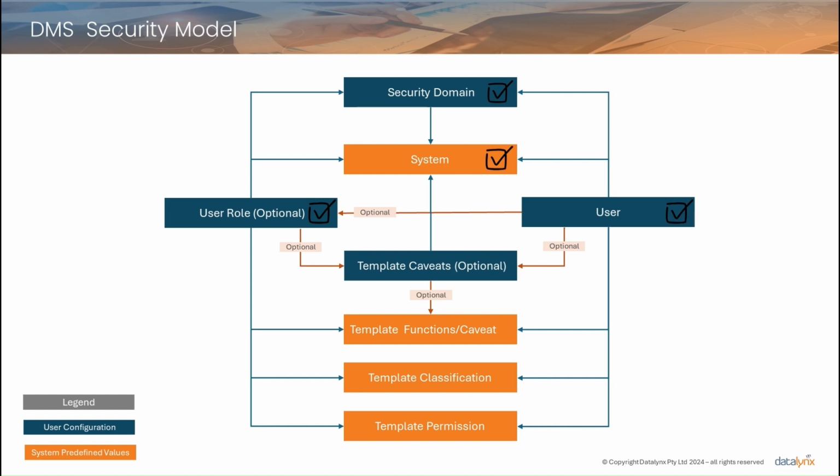and system. On the other hand, creating a template caveat is optional but advisable for both DMS systems, Data Explorer and Data Exchange. Subsequently, the caveat can be assigned to user roles or individual users. When considering user roles, a role can be created with the required template functions, caveat, classification, and permission. This role can then be assigned to one or multiple users.